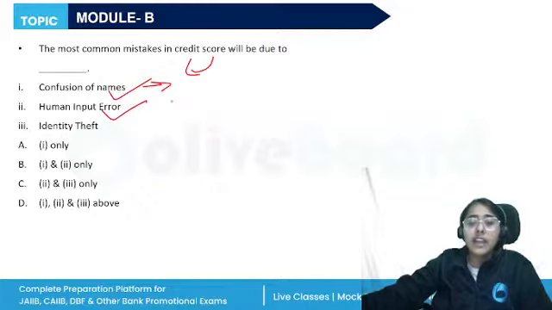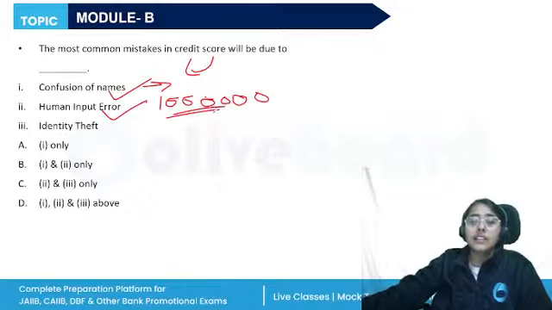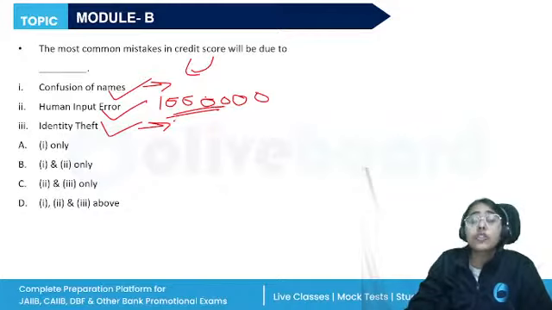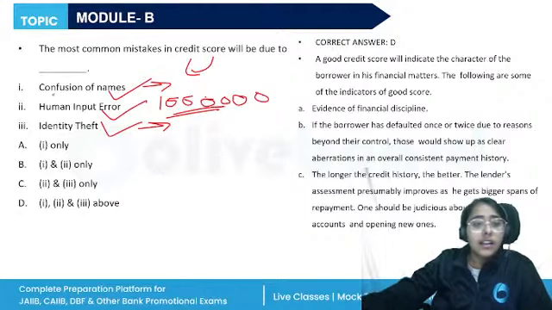Human input error. If a value of rupees 1 lakh has to be put, but due to human error, an additional zero is added, it will increase the unpaid dues being represented. And identity theft. Any person can use your name and identity to apply for credit cards, and too many credit cards again will show negatively. So, the most common mistakes are all of the above.